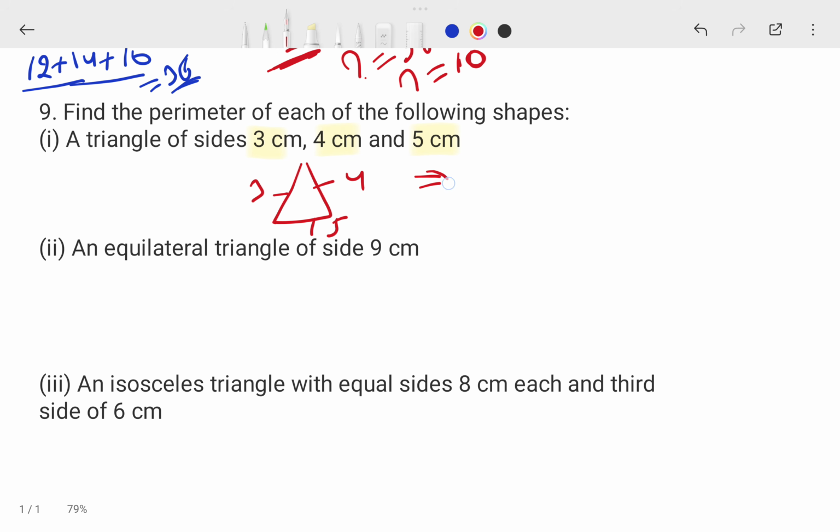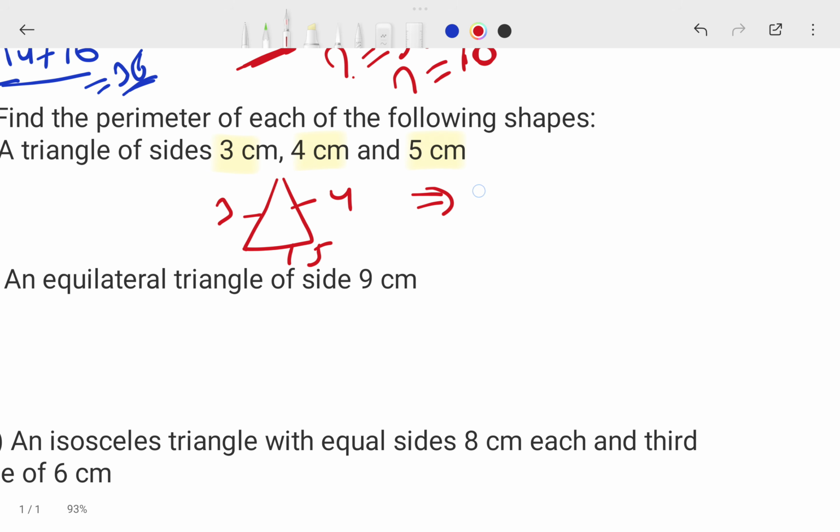Perimeter, how can we find it? The sum of all sides. To find the perimeter, we know that it is the sum of all sides. So let's add. You can start anywhere. Here you can start 3 plus 4 plus 5, otherwise from here 5 plus 4 plus 3. If you add this, the answer will be the same only.